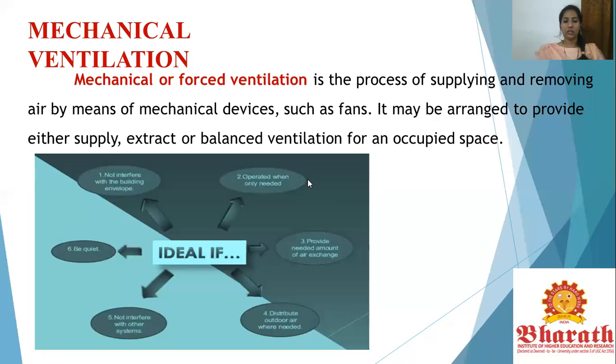Third, you provide the needed amount of air exchange. They have to play the role that they have been meant for. They have to make sure that whatever the required amount of air exchange is, they follow up to that. Fourth one would be distribute your outdoor air when needed. So it has to make sure that even the outdoor air that is there, it should be able to keep up to that. And fifth one is not interfere with other systems. Make sure whatever this mechanical ventilation is, it should not affect the other systems.